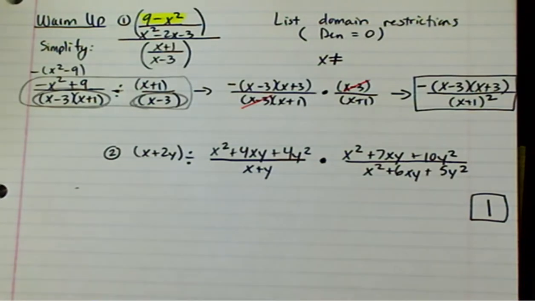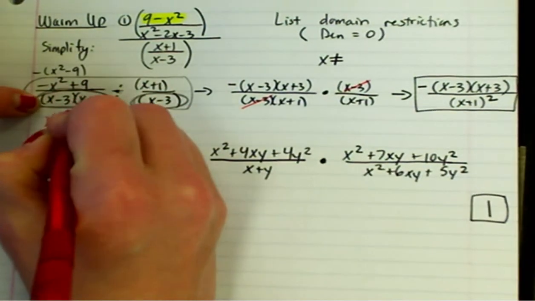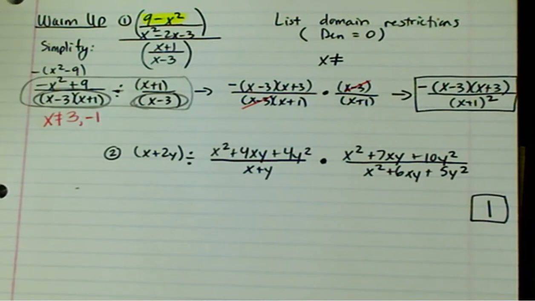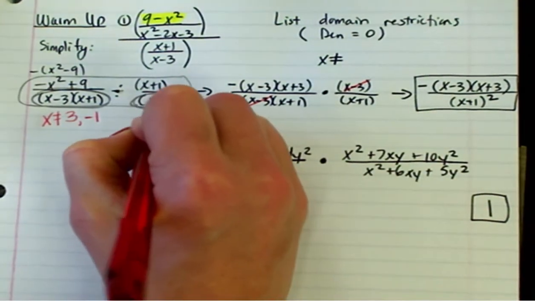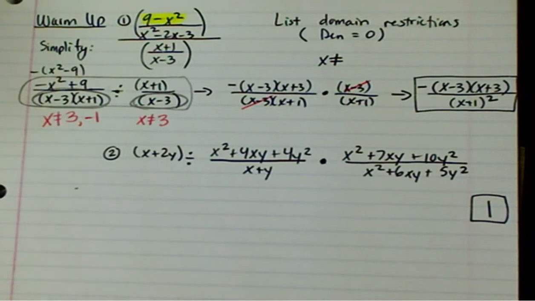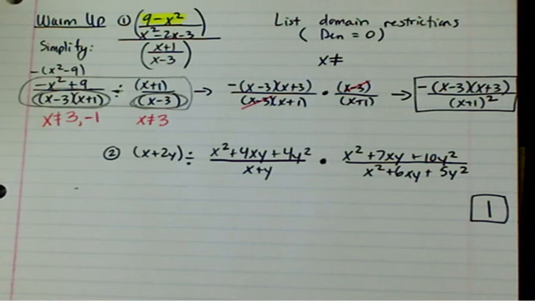Okay, so what values can't x be? 3 and negative 1. Makes sense. Look at the factors of the denominator. And then here, x can't be 3. I know that I wrote the number twice. That's fine. We're just going to list them when we're done.